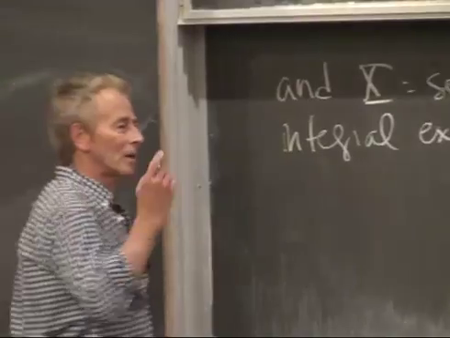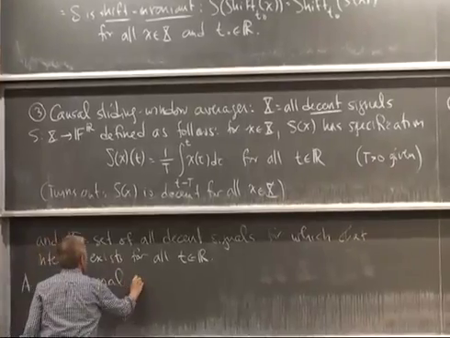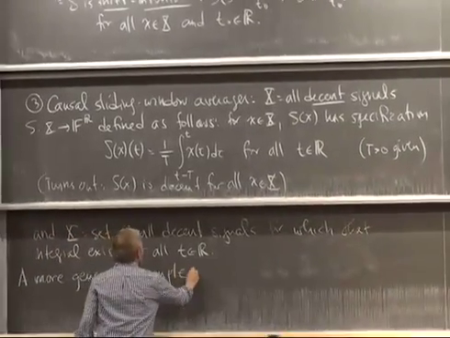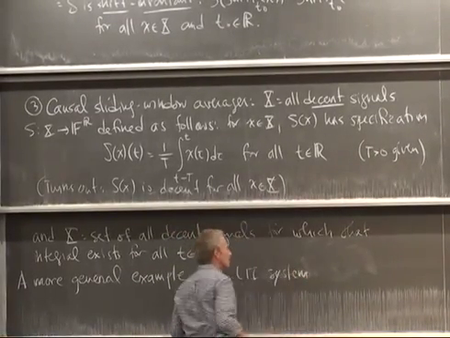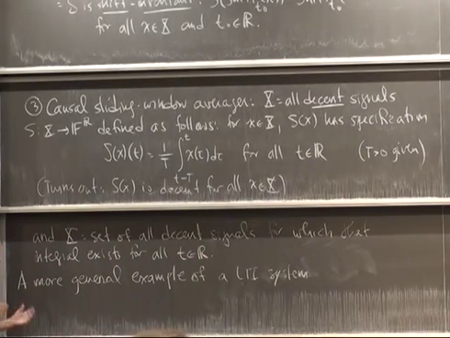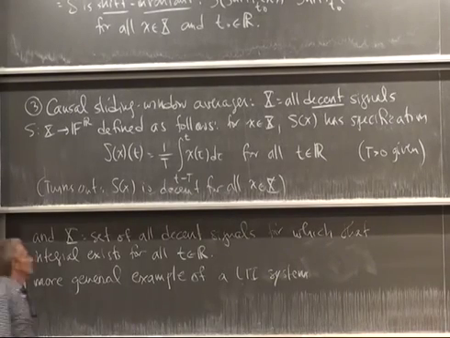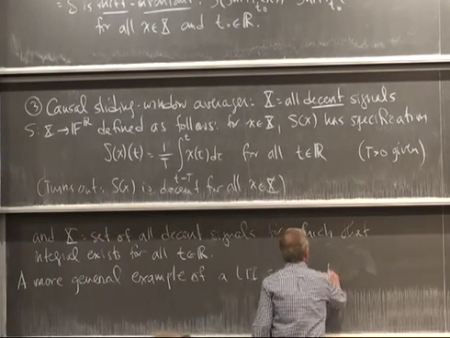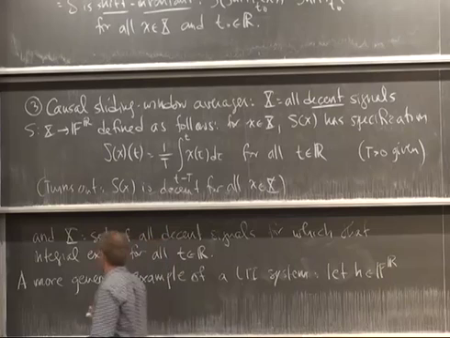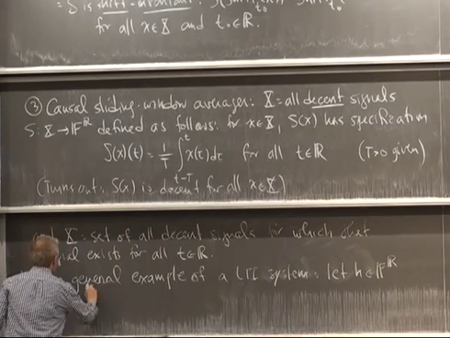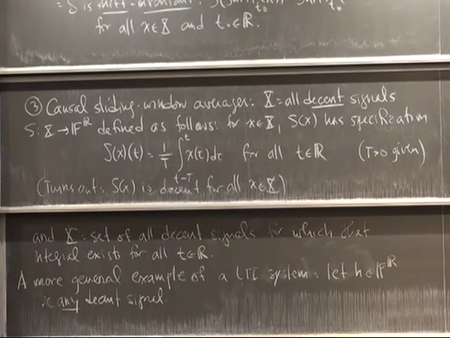here's a far more general example of a linear time invariant system. And when I say LTI system, I always mean, in the context of this part of the class, a continuous time LTI system. Sometimes I'll just say system. It means the same thing. All right. I'm going to let H in F to the R be any decent signal.